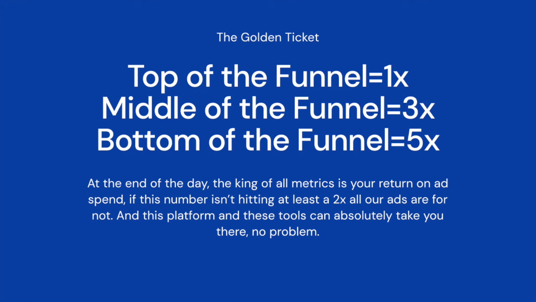So these numbers combined to start should get you an average ROAS for your account of about a 2x, which means, like I said, you're making $2 for every $1 you spend, and you're moving in the right direction. That is your ads doing exactly what you need them to do, which is making money for the business, making sales for the business, and making more money than they're spending.